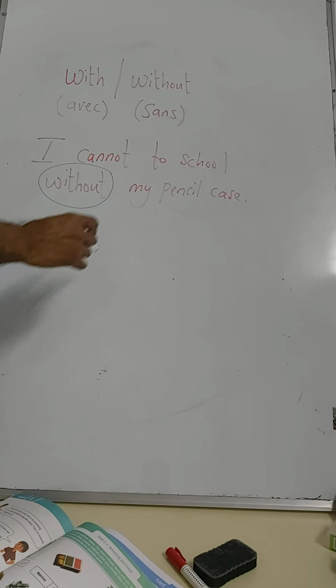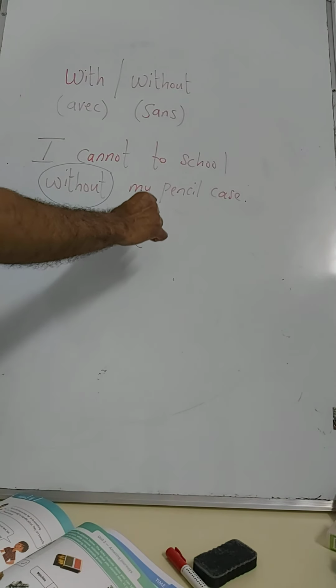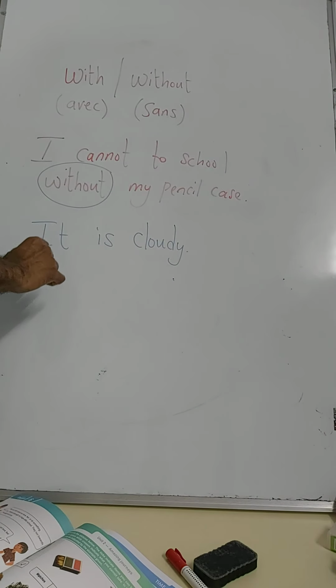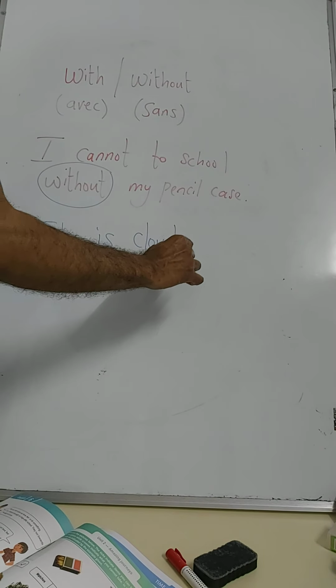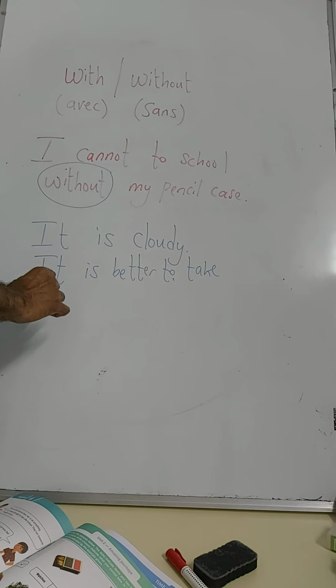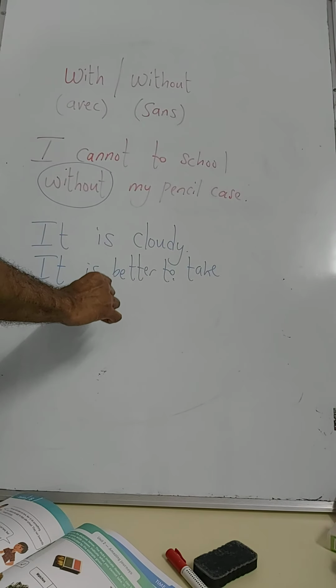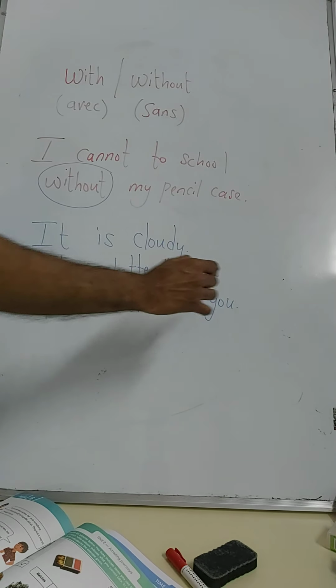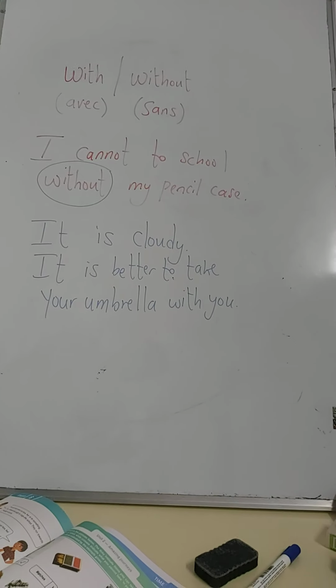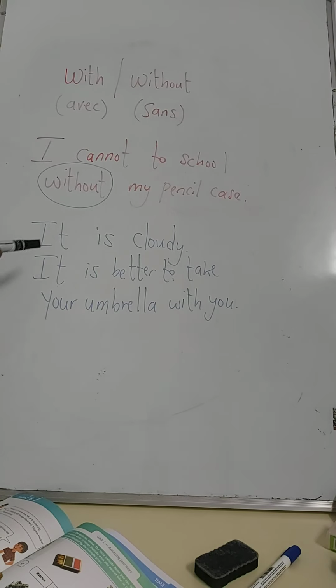Un exemple avec with. It is cloudy. It is better to take your umbrella with you. Okay? Alors, c'est nuageux et c'est mieux de prendre un parapluie avec soi. Ok? Simple. Without, sans. With, avec.